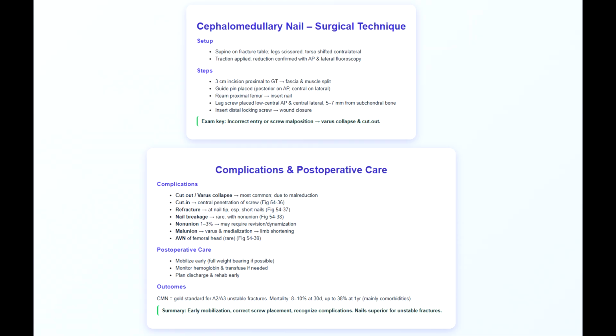Future directions involve improvements in implant design, better assessment of bone mineral density in elderly patients, and early multidisciplinary rehabilitation. The goal is not only fracture healing, but also prevention of secondary fractures, which are common in this frail population.